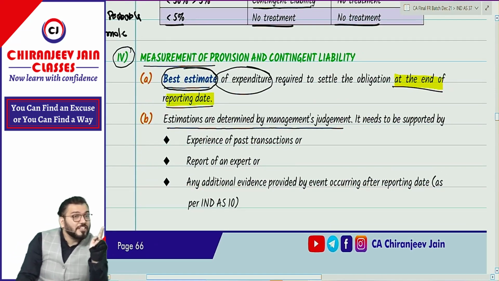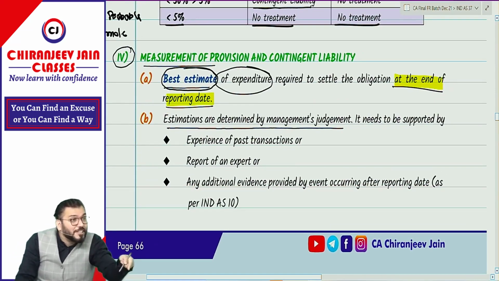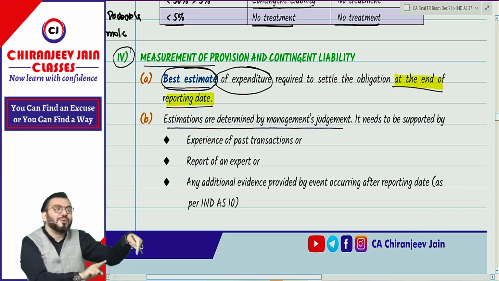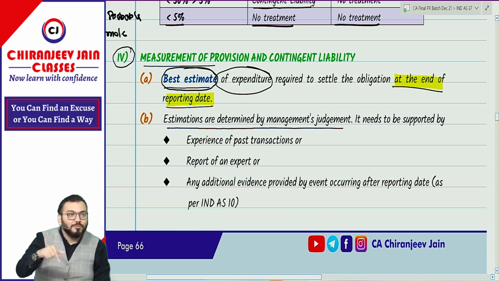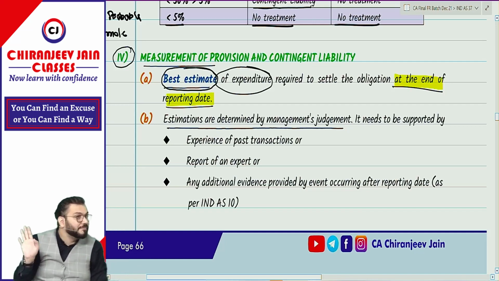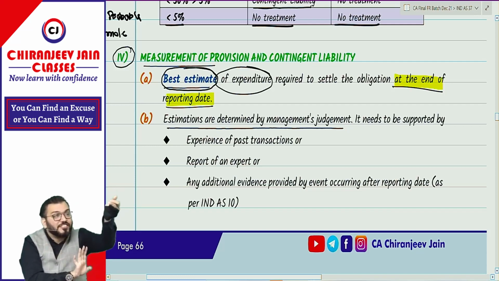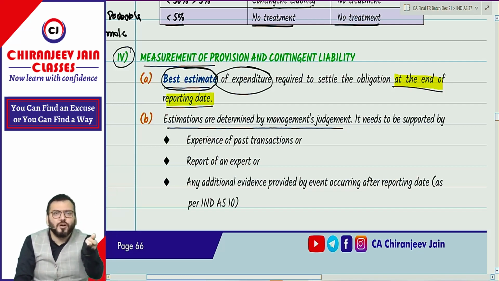But whatever judgment is taken by management should be supported by some evidence. And that evidence we audit. What we do? We do audit of evidence, whether the judgment given by the management is correct or not as per that evidence. Understood now? So the auditor's role is to audit that evidence which supports that judgment. But I am not teaching audit right now.